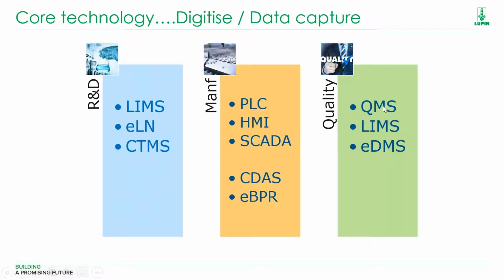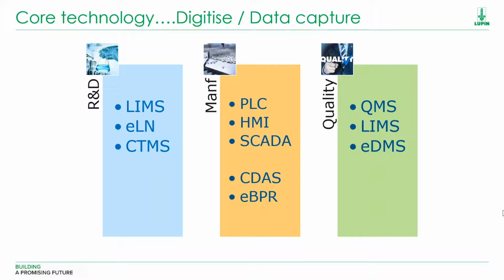So again, to achieve that, there are a bunch of things that needs to be done as core technology. I've put in R&D as well there because this is very, very connected, R&D to manufacturing, to quality, and actually even beyond that. So there are a bunch of systems. This is not an exhaustive list, but I put the top ones that we all must be using in our pharma environment.